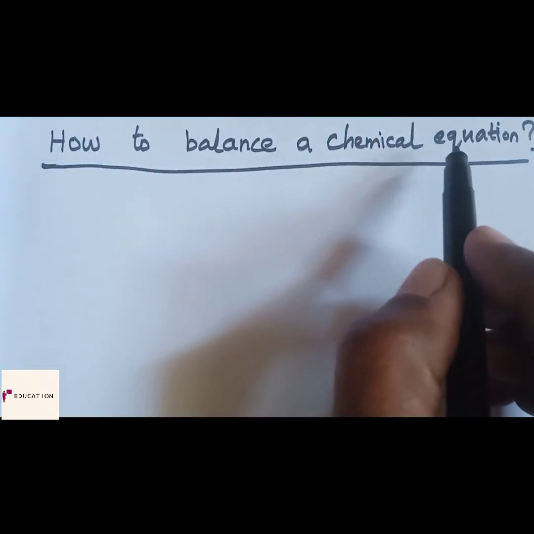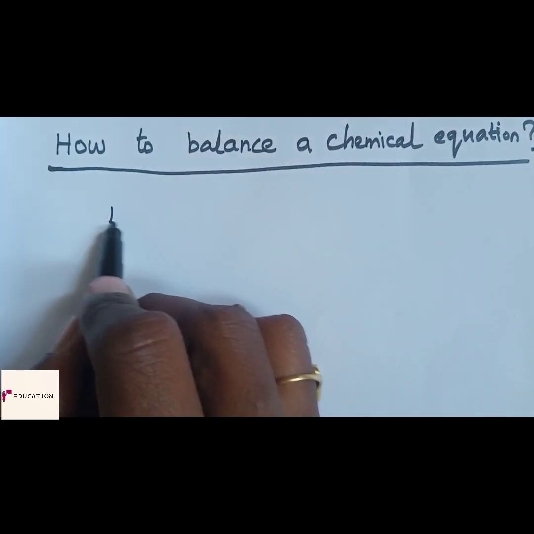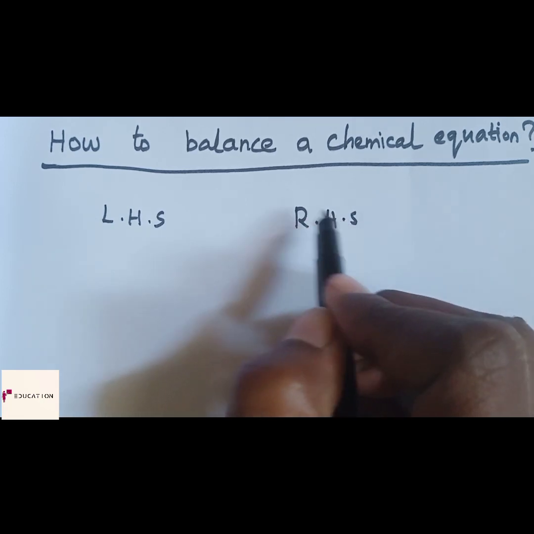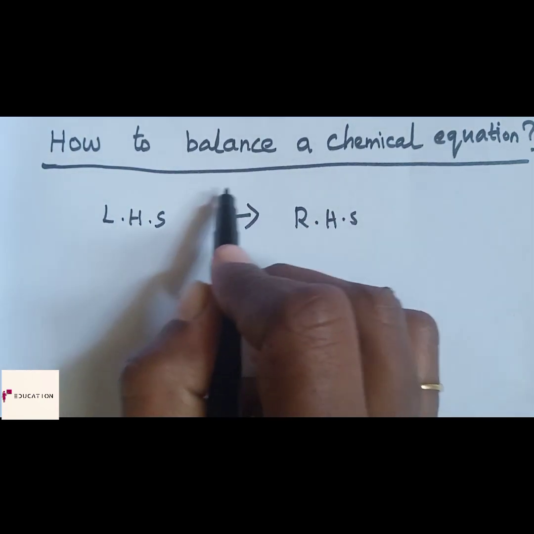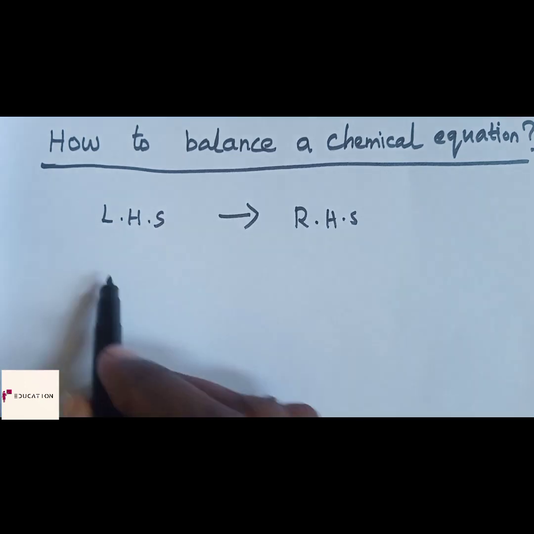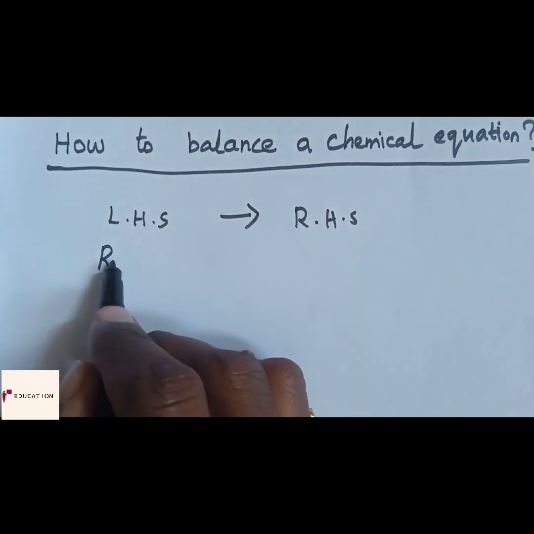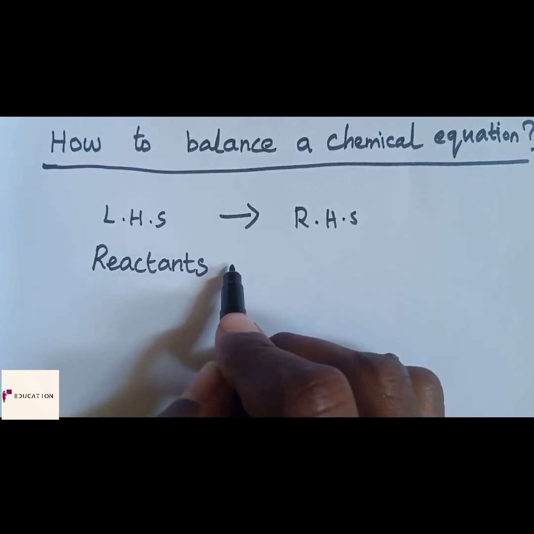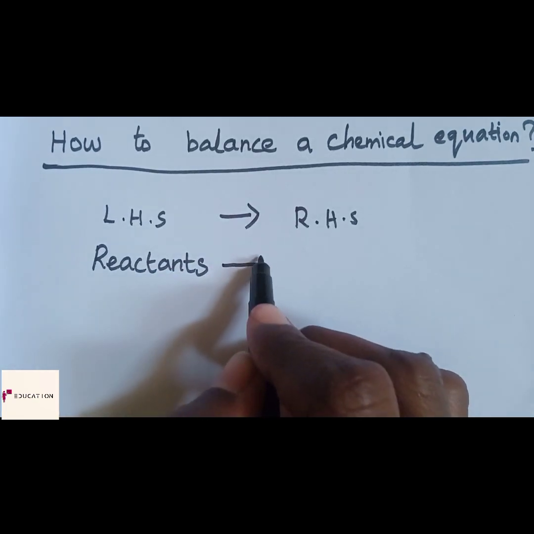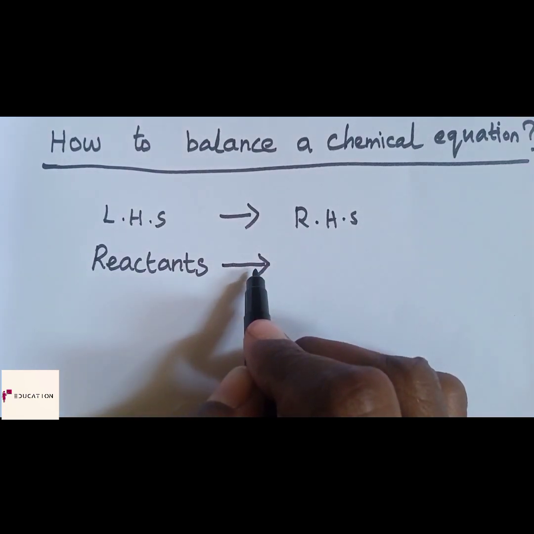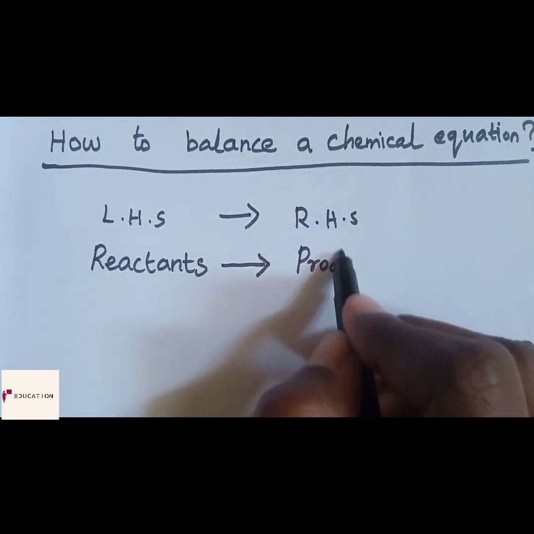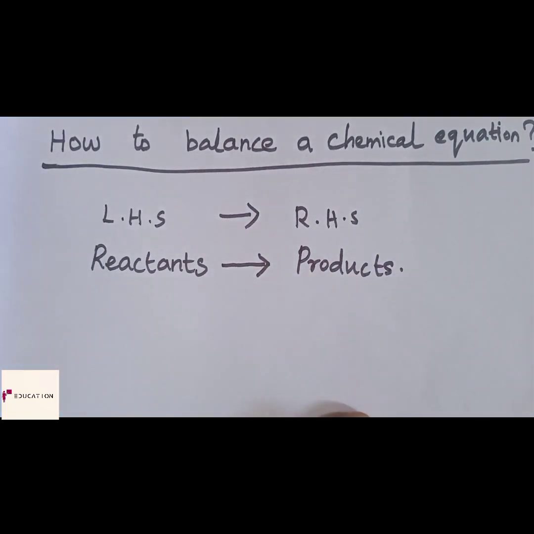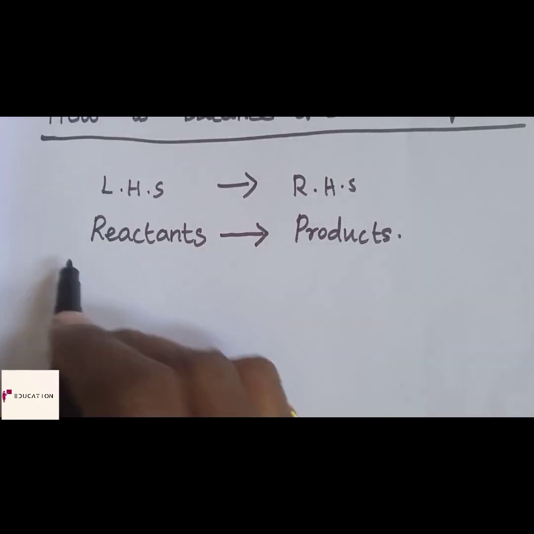Before balancing a chemical equation, you should know what should be there on the left hand side and what should be there on the right hand side. Okay, and what does this arrow represent? The left hand side is always the reactant side. Reactants, after reacting, give products. This arrow represents gives. Reactants give the products.